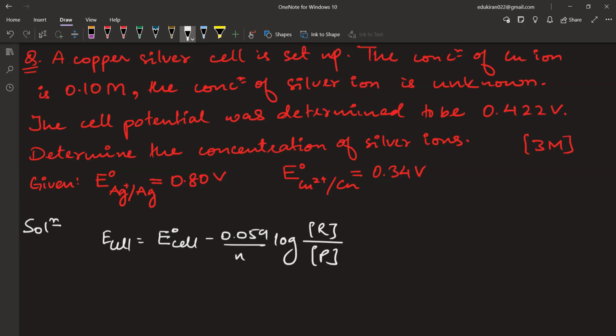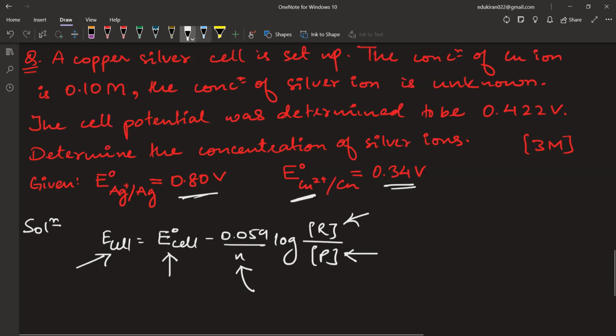They are saying that they have given us the copper concentration, Ag is not given. That means either the reactant or the product, one of them must be given here. Then N I will calculate by doing the reaction. Then I will have to determine the E naught cell using these values. E cell is already given as 0.422.